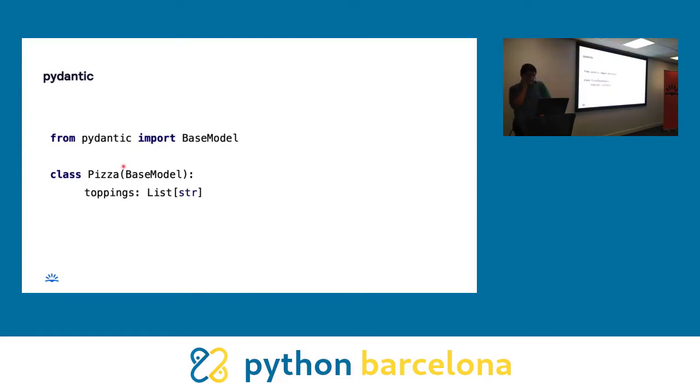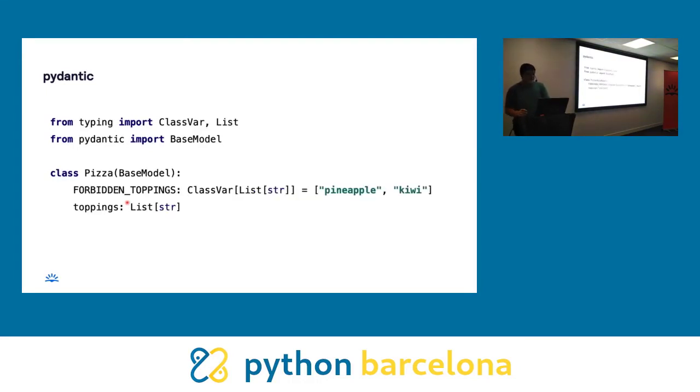Now we will jump to another example with a pizza, because everyone likes pizza. And in a pizza we have toppings. And toppings is a list of strings. It can be anything that we can put in a pizza, but we have a list of forbidden toppings.